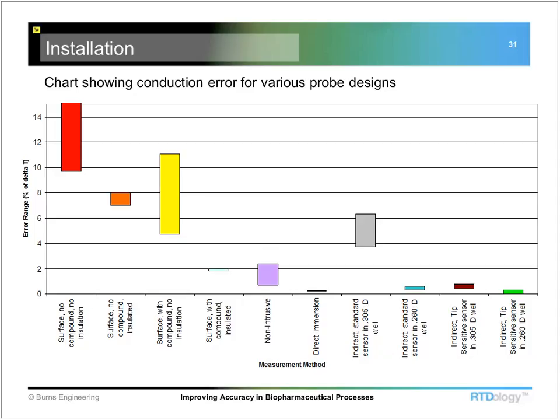Our worst case here, again, is the surface mount, no heat transfer paste between the sensor and the tubing, and no insulation over the top of it. So it gives you a pretty poor representation of the fluid temperature inside the tubing.